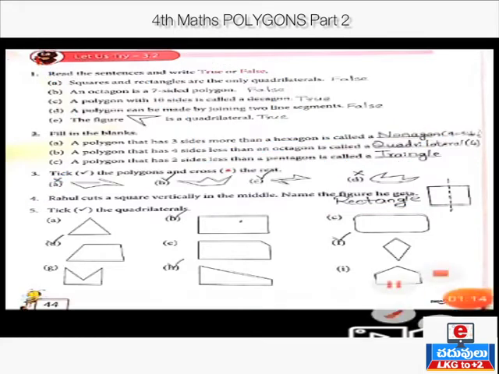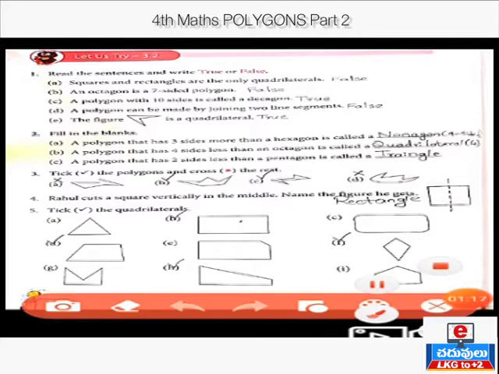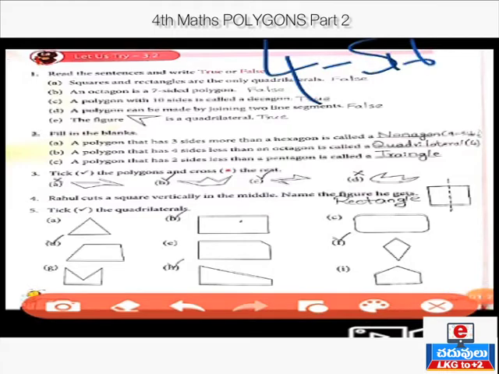Tick the quadrilateral. What is a quadrilateral? A quadrilateral is a four-sided polygon. Here some diagrams are given; which is four-sided? First diagram we observe: triangle. Is a triangle four-sided? No. Next they give the rectangle. A rectangle is four-sided.